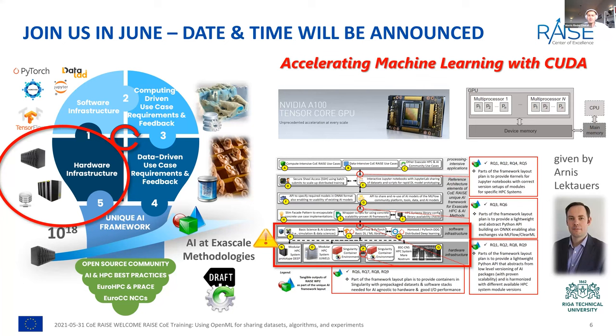but equally relevant, which is machine learning with CUDA. We have a training given by Arnes Lechthauers, who is working one level deeper, so to speak, on the hardware level, and thinking about how we can use and leverage CUDA resources. One of the unique selling propositions in this particular training will be looking into the memory usage. Arnes is quite an expert in looking into how well you have actually used the memory part of the GPUs and so on. So this will be another topic coming up in June.